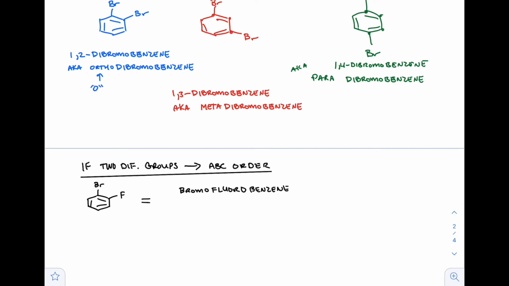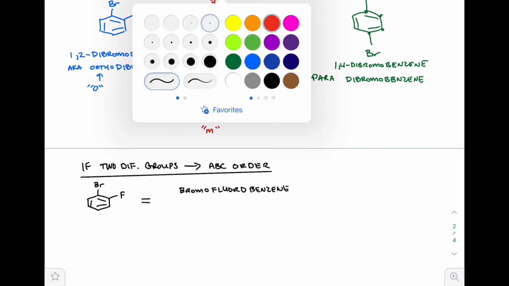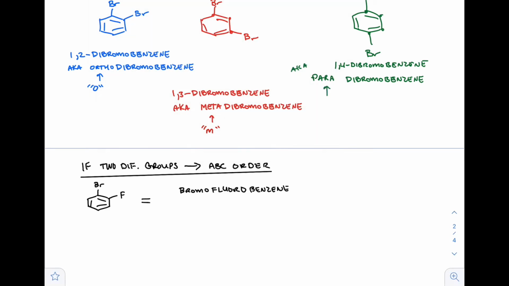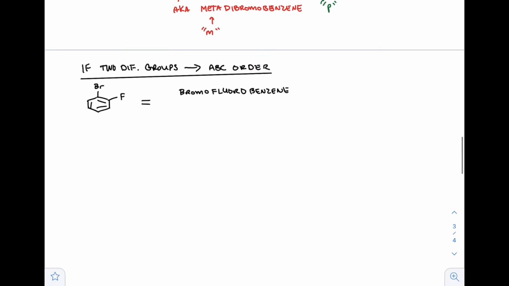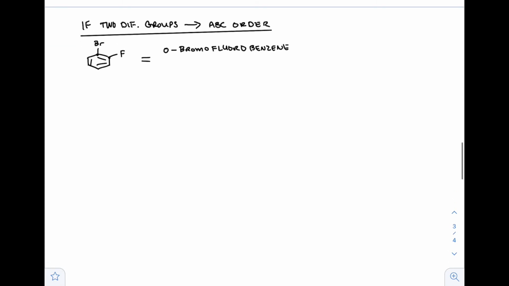I'm sorry, I forgot to tell you, hold on. The ortho, the meta, and the para can be abbreviated as an O, M, or P. So in this case, the bromine and the fluorine are ortho to one another, so you just put O, bromofluorobenzene. Another little fun fact.